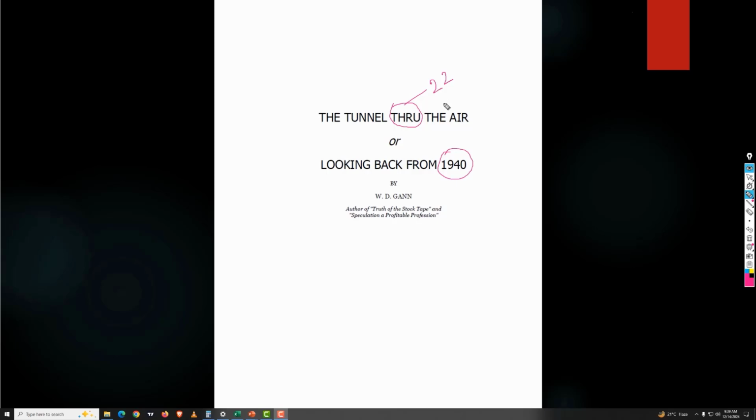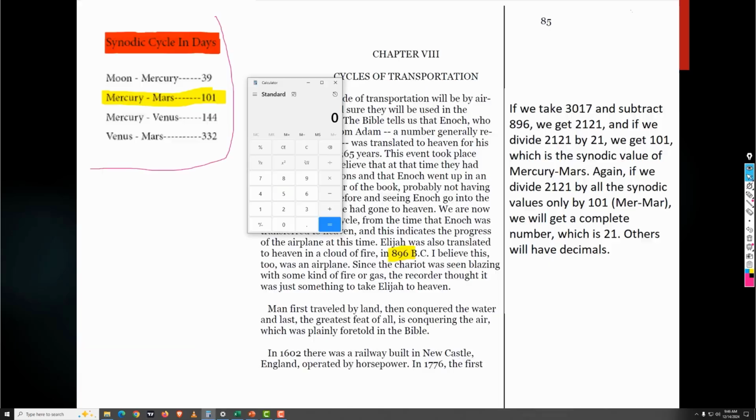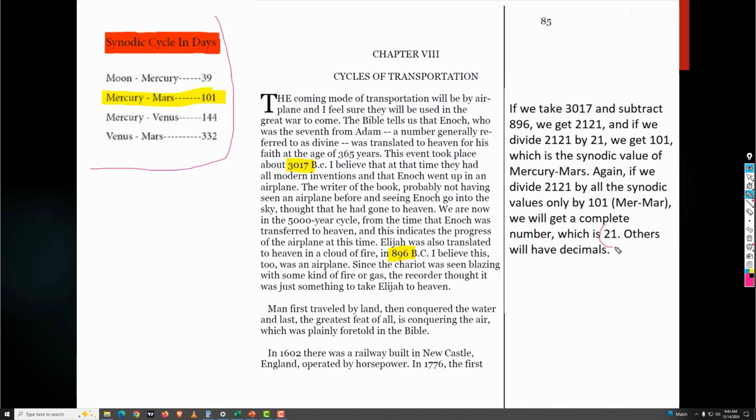Now we're just going to have to find out what's the connection between these two numbers. I'm telling you once again, it's 90% done. It's almost done. 21 can only be divided with a complete number by the Mercury-Mars cycle, which is actually 31. Now you are just one step away from decoding the length of the Mercury-Mars cycle.